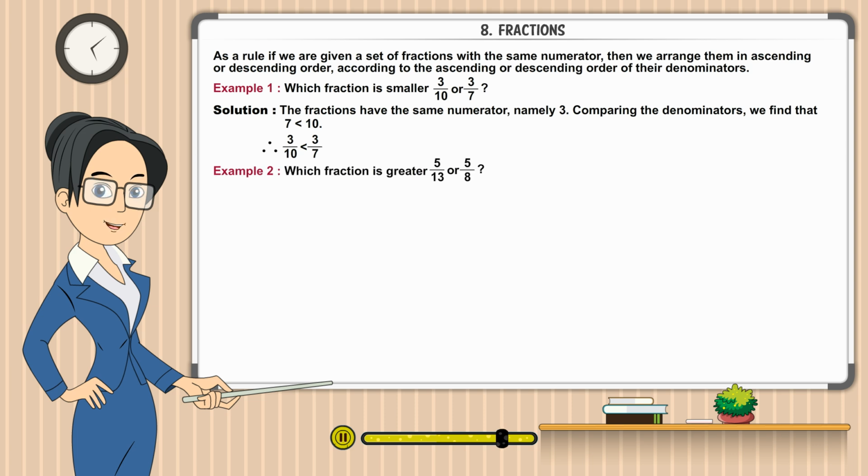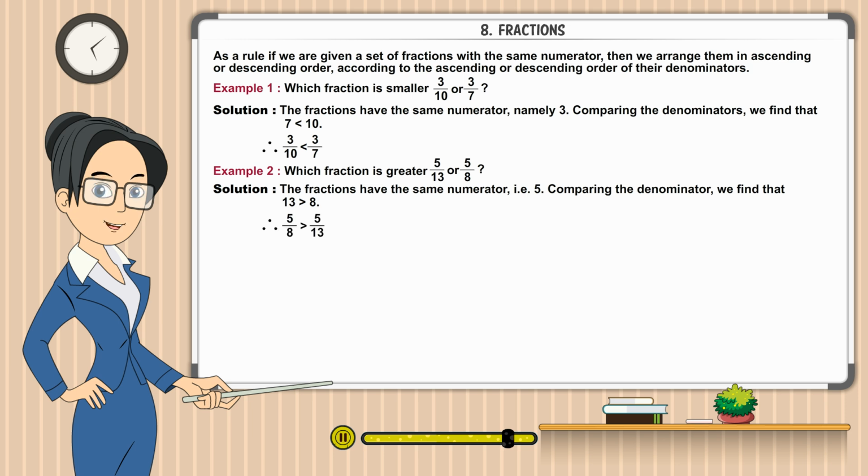Example 2. Which fraction is greater, 5 upon 13 or 5 upon 8? Solution. The fractions have the same numerator, that is 5. Comparing the denominators, we find that 13 is greater than 8. Therefore, 5 upon 8 is greater than 5 upon 13.